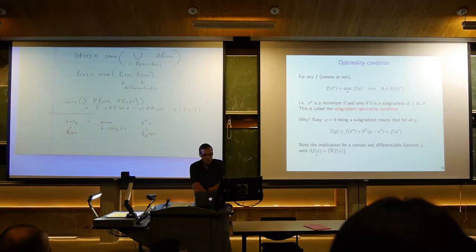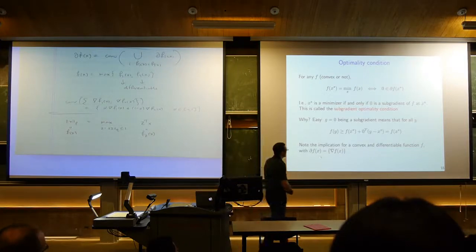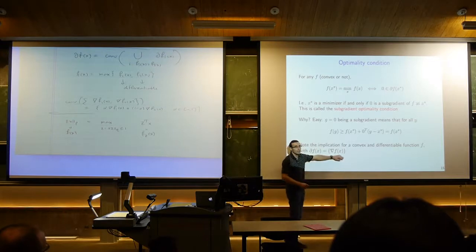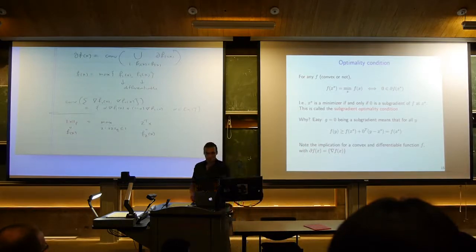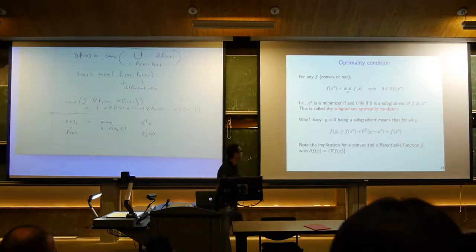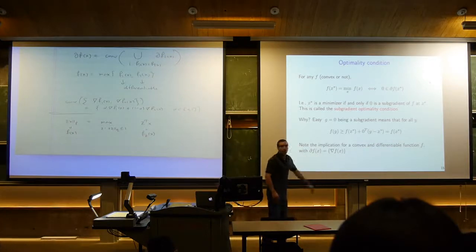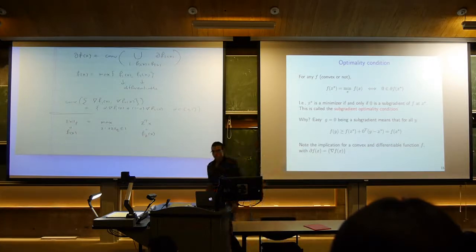Let's jump ahead, down to the bottom, and note the implication for a convex and differentiable function. In such a case, the subdifferential is just a set containing the gradient, right? So we're saying that you've minimized a convex differentiable function if and only if the gradient is 0. The subdifferential only has one element when f is convex and differentiable. So that gives you back the usual rule that you know about. Okay, let's prove it now. Just one line.